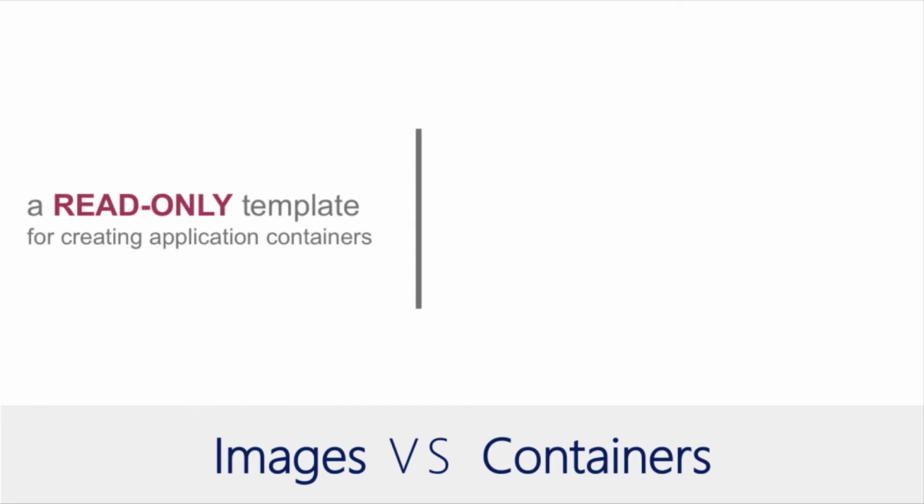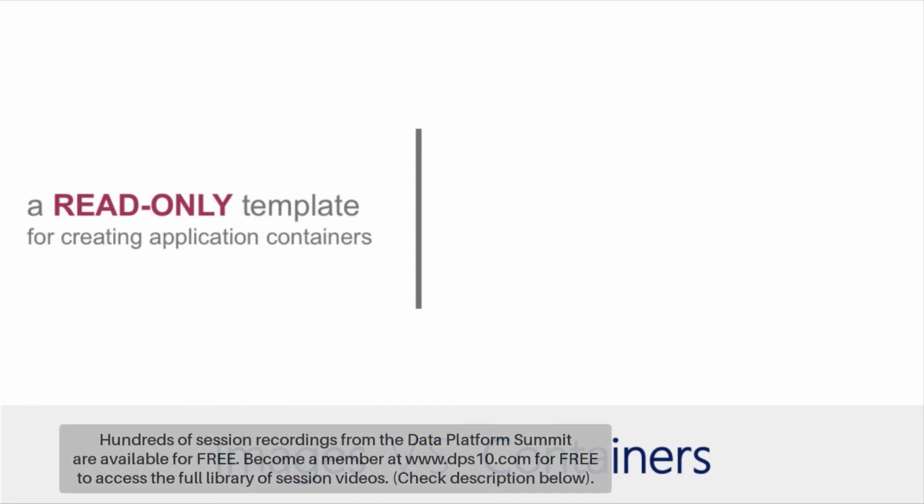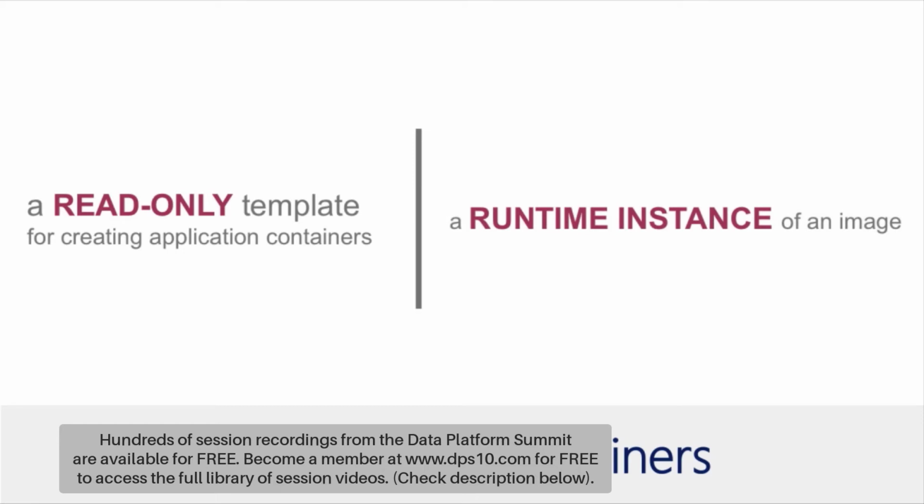Now, I may have been interchanging the terms images and containers, but I want to differentiate one from the other. Because when you start creating your own custom images, you need to know the difference between what an image is and what a container is. And what is an image? An image is a read-only template for creating application containers, whereas a container is a runtime instance of an image. I like to think of this as, let's say, we'll use the analogy from the world of virtualization.